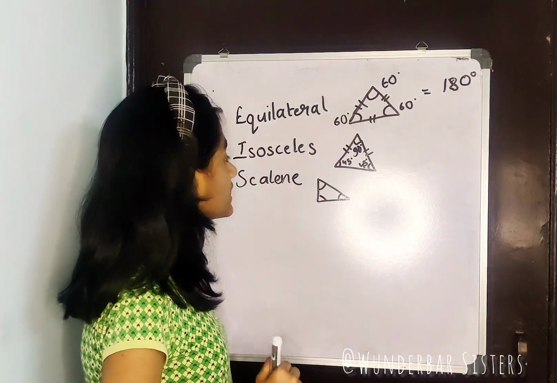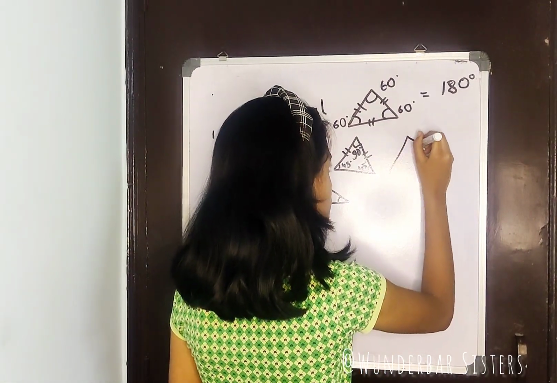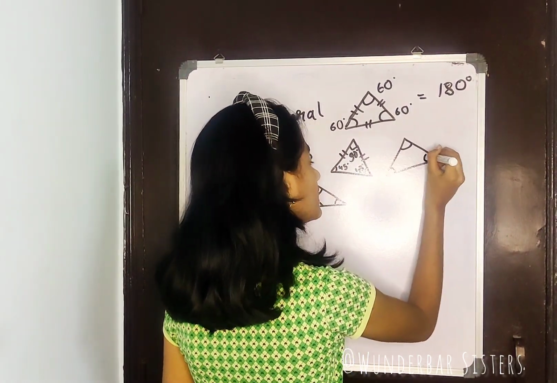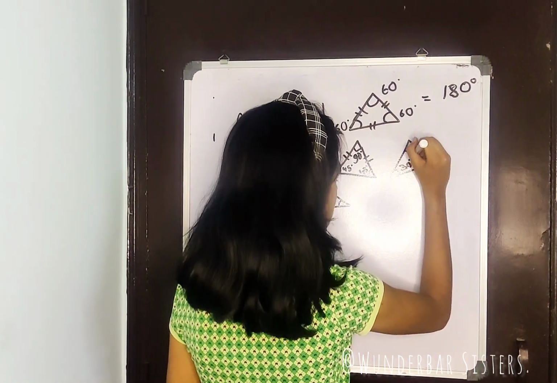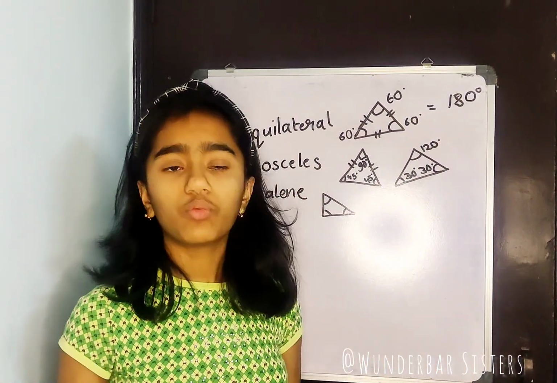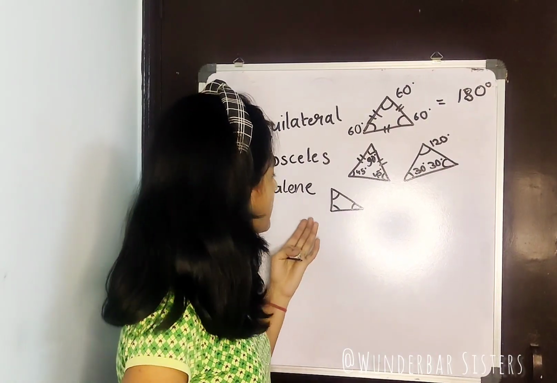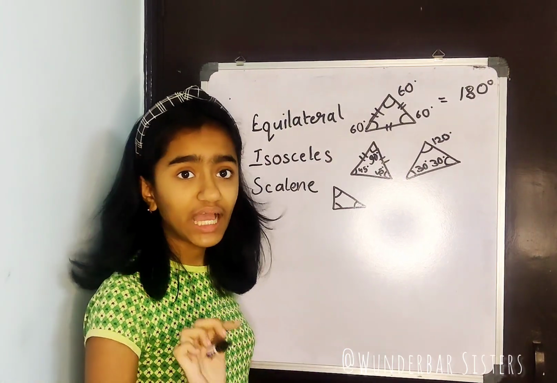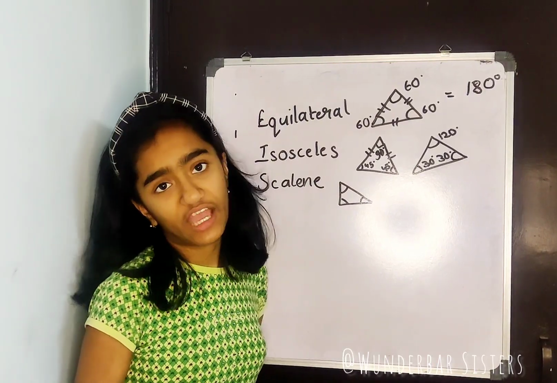We can also take another example of an isosceles triangle, such as 30 degrees for 2 angles, and this one will be 120 degrees. So again, their sum must be 180 degrees. Then in a scalene triangle, we can put any measurement of an angle, but it should be relatable to the diagram or to the figure we have made.